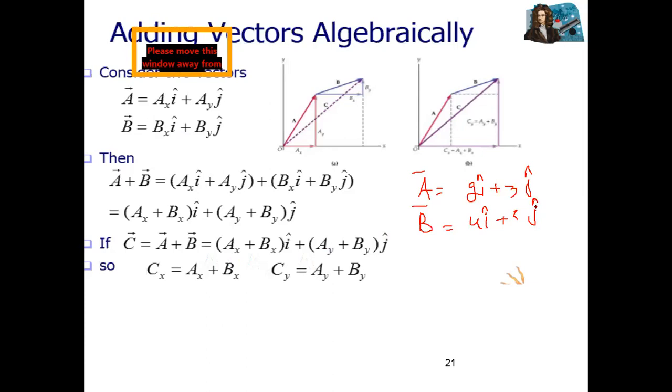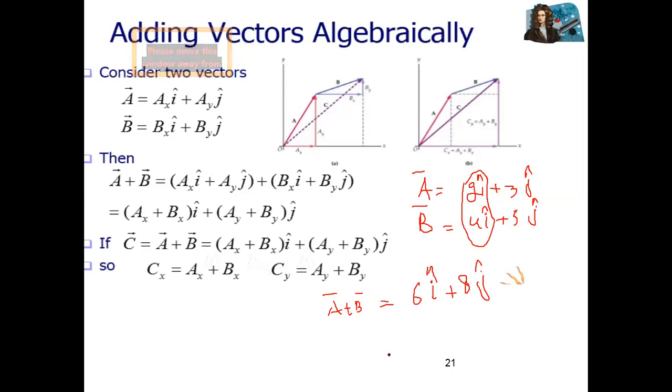So how can you add these? Addition of a with b, a plus b. You just need to add the x component with the x component, y component with the y component. It means you can add 2 with 4, i with i. So 2 plus 4 is 6i. You can add y with y, j with j. It means 3 plus 5 is 8, so 8j. This is adding two vectors algebraically. The previous method was the graphical method. Correct?